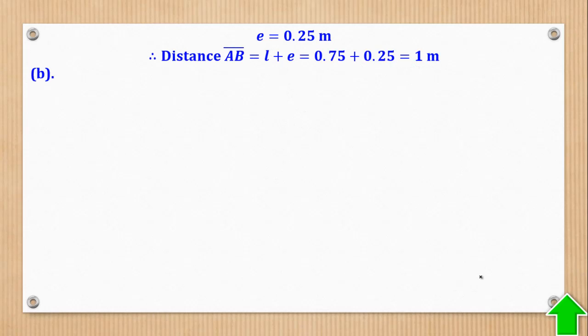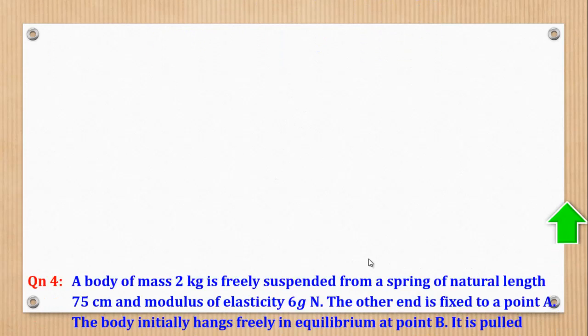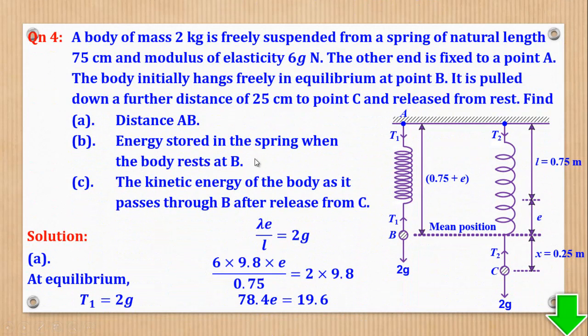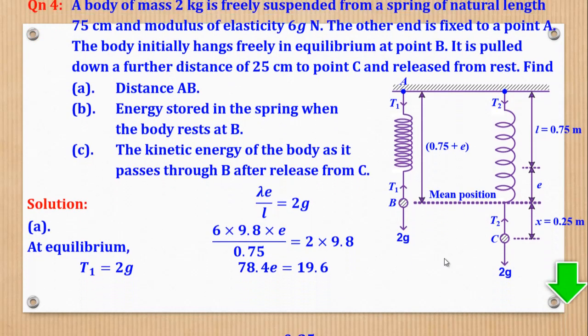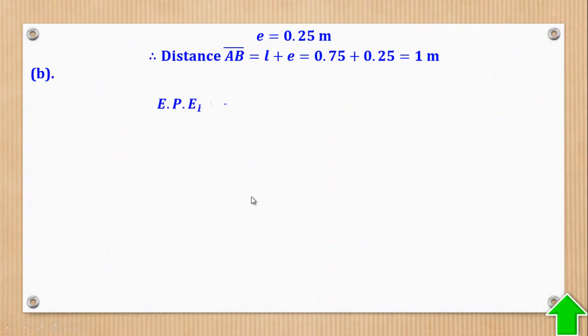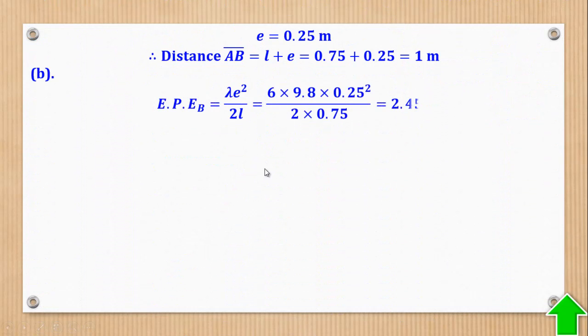Part B, they said the energy stored in the spring when the body rests at point B. Here the extension is e, so the energy will be lambda e squared over 2L. Substitute and get the output.